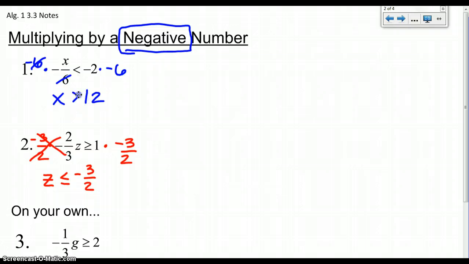You have to switch the inequality sign, because if you didn't, the statement would be wrong and any number you put in there would not work.